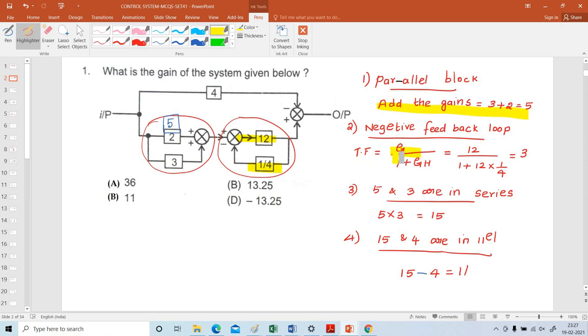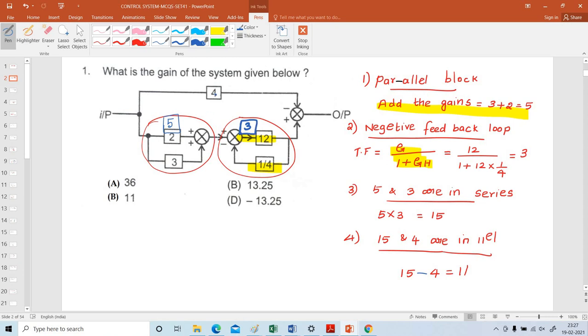So what is the formula? G divided by 1 plus GH. G is the forward path loop gain, and 1 by 4 is the feedback loop gain. 12 divided by 1 plus 12 by 4. 12 by 4 gives 3. 3 plus 1 is 4. So 12 by 4, that is 3. I have to substitute the 3 here. Now it will be converted into a single block.